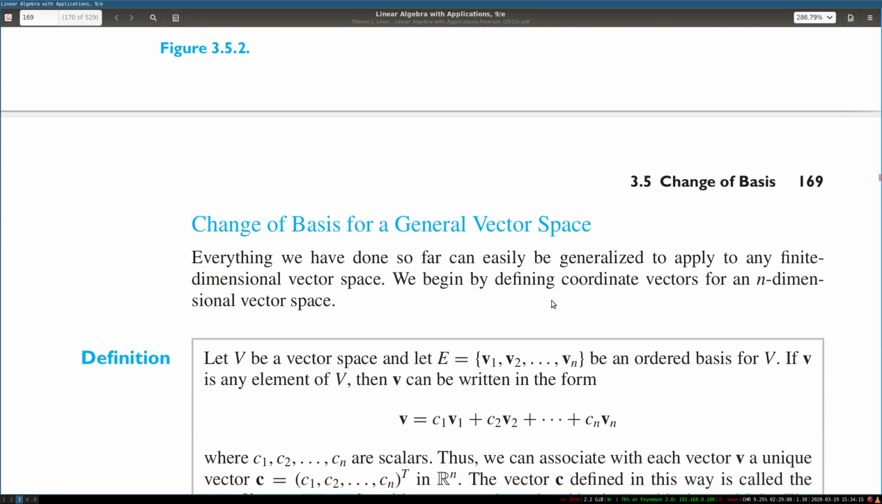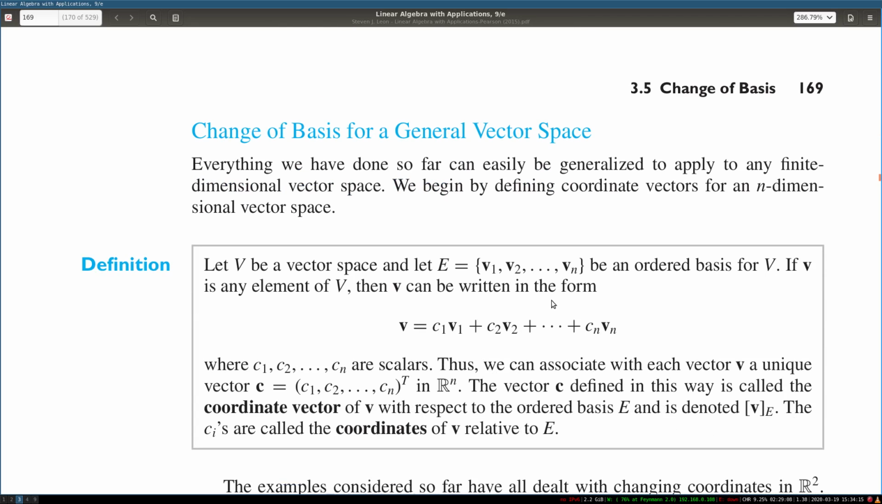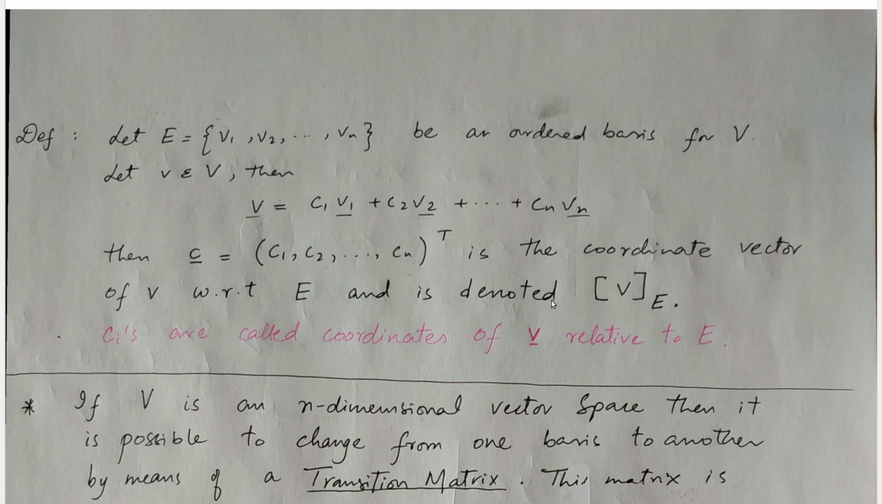Now let's talk about the change of basis for a general vector space. This is the idea that if you have a vector space V and you have a basis for it, let's call that collection E. So E is a basis for my vector space V, and V1 to Vn are the basis vectors in this collection. Let's take any vector small v in this vector space, and recall that this vector space can be anything.